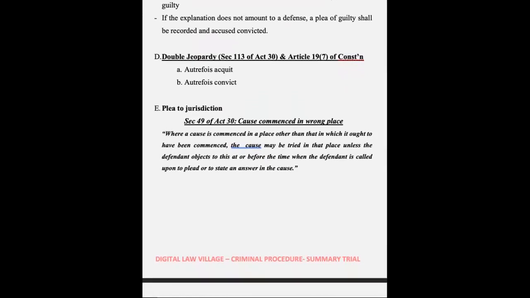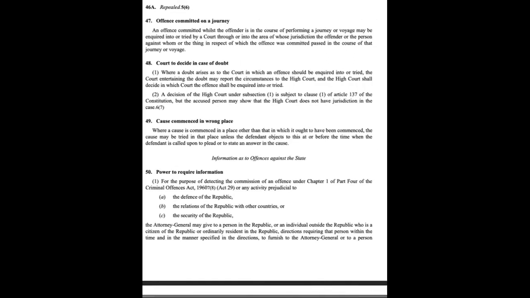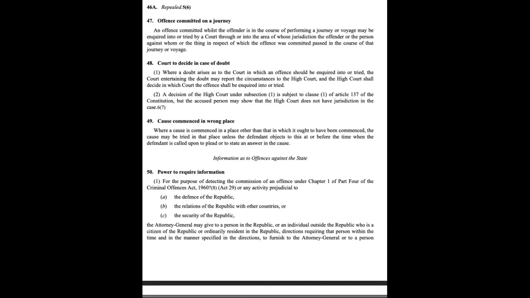Then the court can also consider its jurisdiction at that particular stage. And this is seen from Section 49 of Act 30. What does Section 49 say? It says as follows, that where a cause is commenced in a place other than where it ought to have been commenced, the cause may be tried in that place unless the defendant objects. Unless the defendant what? Objects. So where a cause is commenced in a place other than that in which it ought to have been commenced, the cause may be tried in that place unless the defendant objects to this at or before the time when the defendant is called upon to plead or to state an answer to the case.